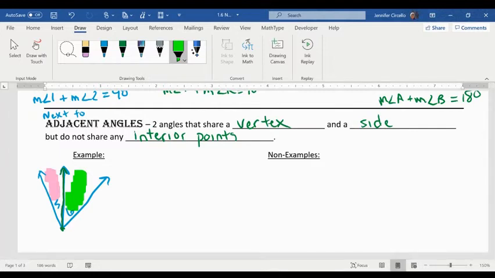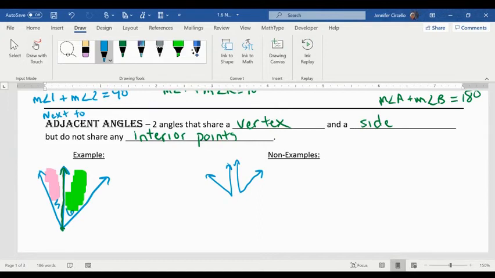Okay, so let's talk about some non-examples. The non-examples are where this gets a little confusing, because there are things that look like they're adjacent, but they are not actually, because they don't fit the definition. So we could have two angles that are really close to each other, but they don't actually share anything. So those are not adjacent. We would say they are close to each other, they are next to each other, but they're not adjacent. That's an example where, in the English sense of the word, it looks like they're adjacent, but the geometry definition doesn't work in that situation.